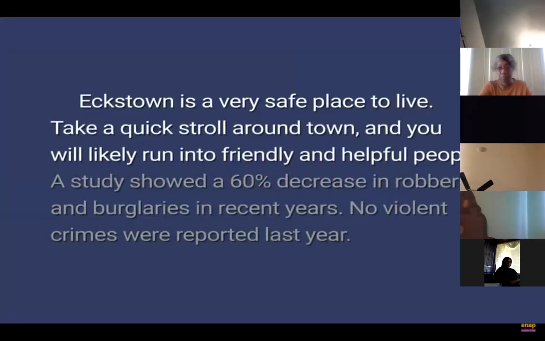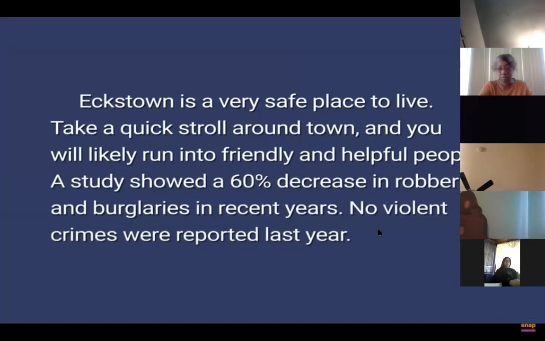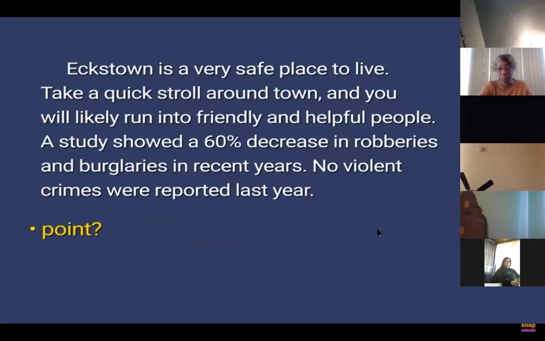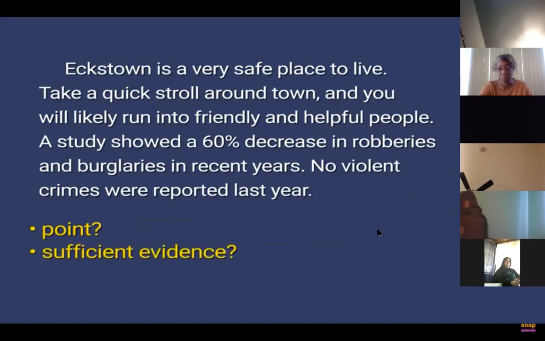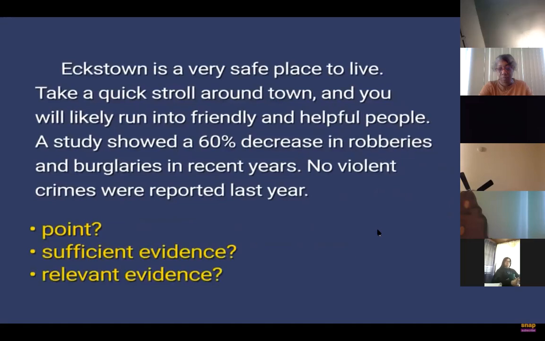X-Town is a very safe place to live. Take a quick stroll around town and you will likely run into friendly and helpful people. A study showed a 60% decrease in robberies and burglaries in recent years. No violent crimes were reported last year. What's the point or the conclusion here? Does the author present sufficient evidence to support that conclusion? Is the evidence relevant to the conclusion?